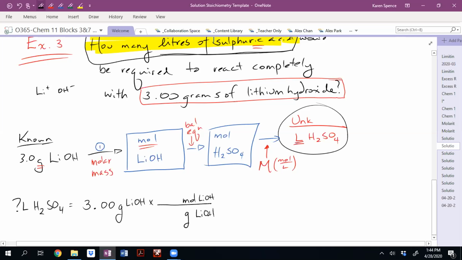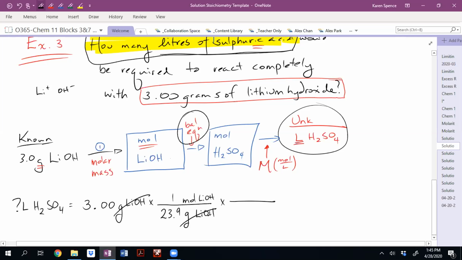And the molar mass of lithium hydroxide is, let's see, what's molar mass of lithium? It is 6.9. So we have 6.9 plus 16 for oxygen plus 1 for hydrogen is 23.9. 23.9 grams per 1 mole. All right. Grams are gone. Now we have moles of LiOH.